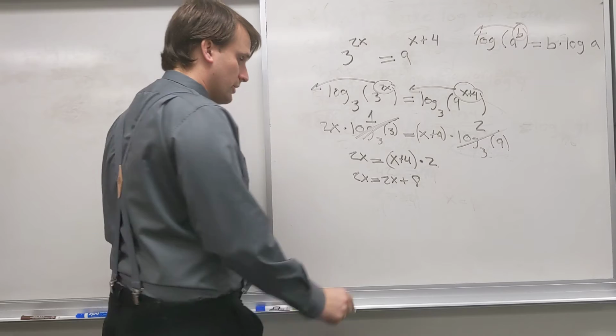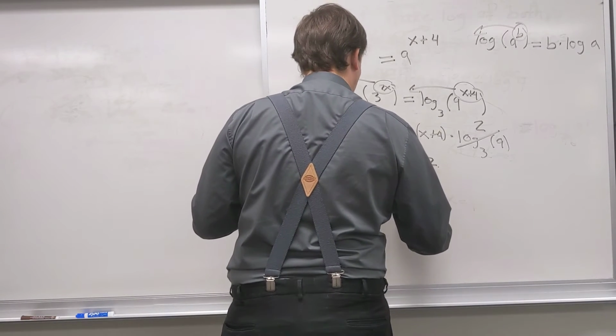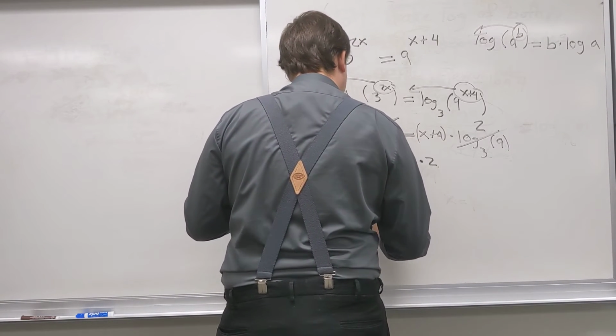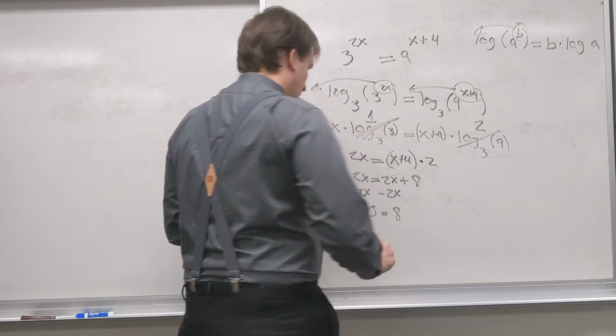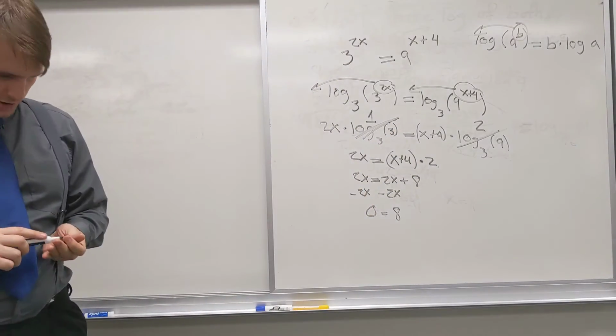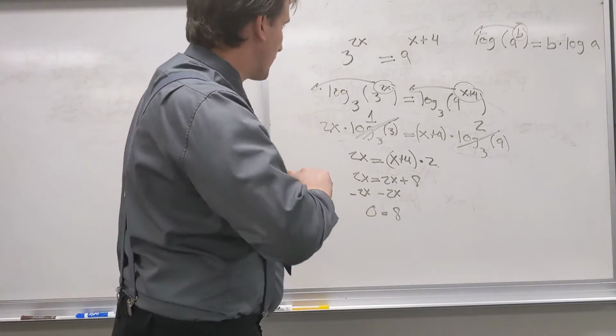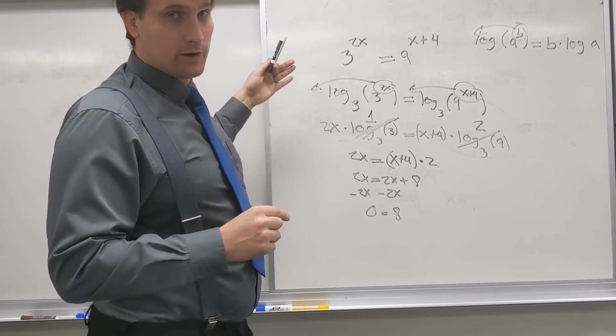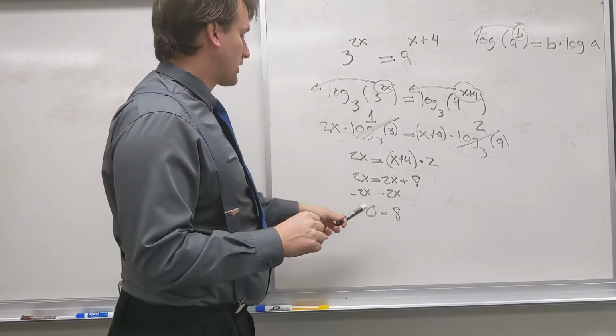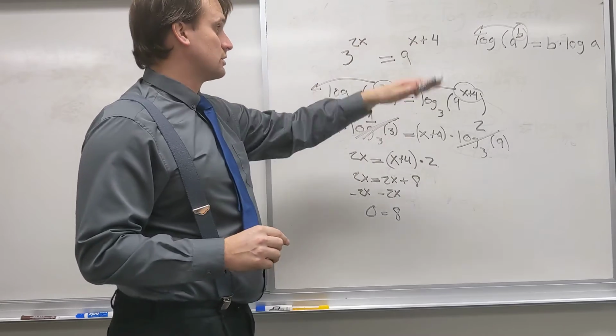Uh-oh. Well, we can see what's going on here. Subtract 2x from both sides. We get 0 equals 8. What that tells us then is that there's no solution for this problem. All right, and that's what I'm saying, I should check really before I start doing these to make sure it's going to work. 0 equals 8, so there is no solution to this one.